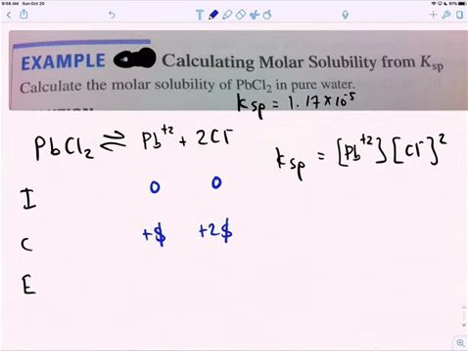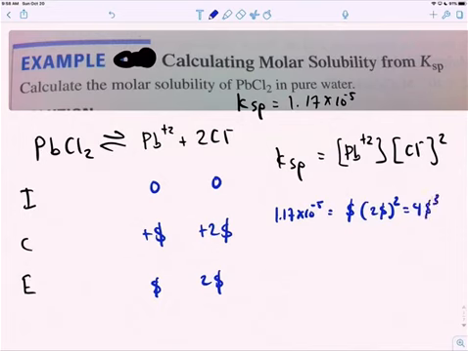So this is the shift right. In this case, the equilibrium is then solubility and 2 solubilities. And the Ksp is equal to the lead plus 2 times chloride squared, or I can put in the numbers: 1.17 times 10 to the minus 5 equals solubility times 2 solubility squared, equals 4 solubility cubed. So that means the solubility is going to be 1.17 times 10 to the minus 5 divided by 4, the cubed root of that.